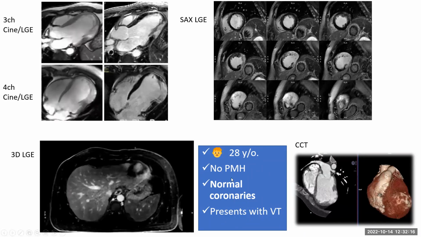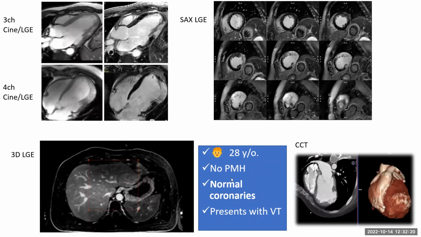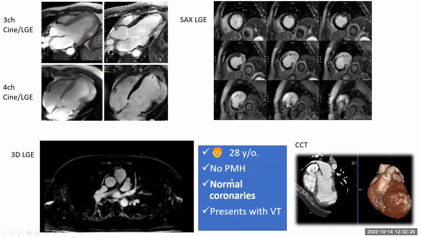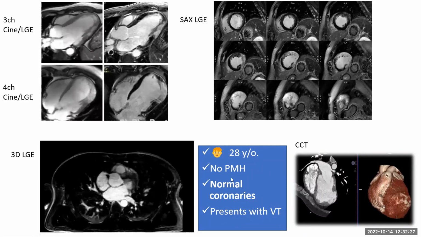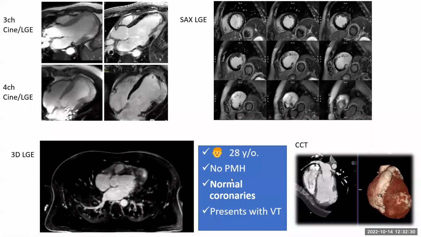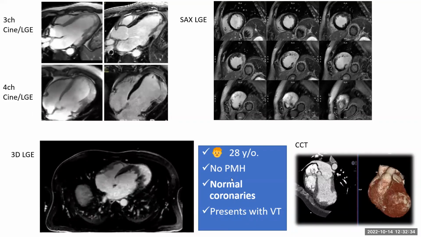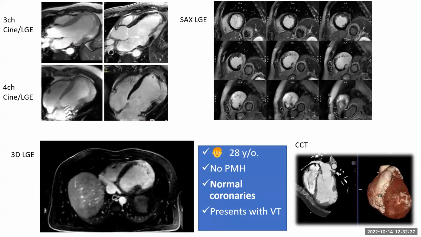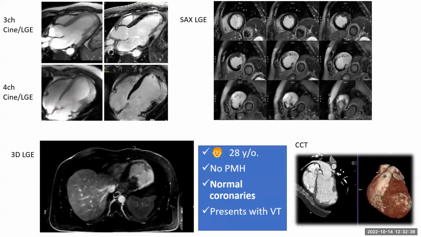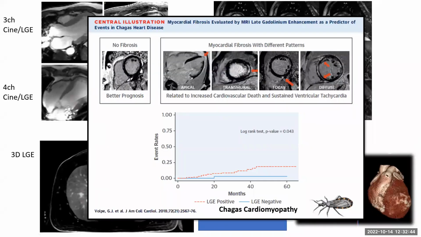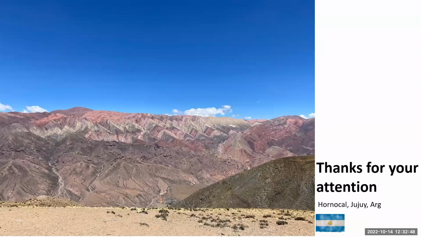Anyone? I know the answer, so what's the origin of the patient? He's actually originally from Bolivia, but living in Spain at the time. I cannot see the chat. Maybe you can. I think we have no comments. Okay. Well, don't worry. This was a Chagas cardiomyopathy. So thanks for your attention.